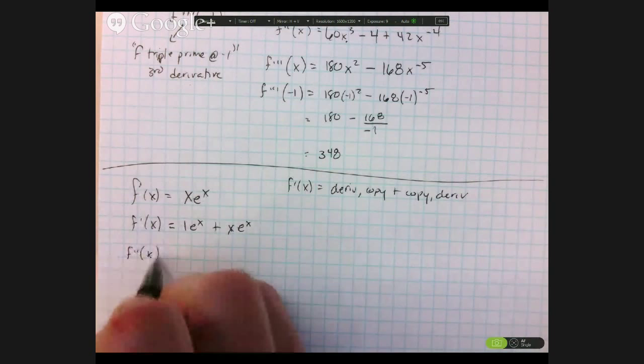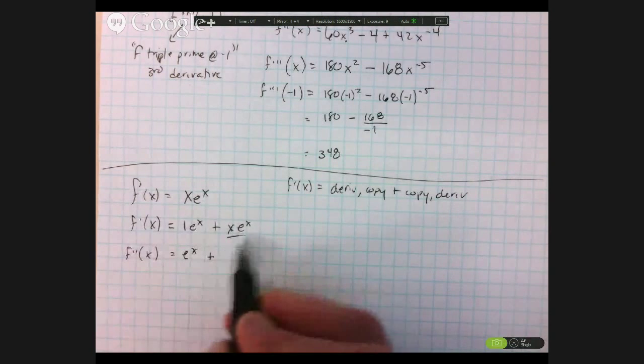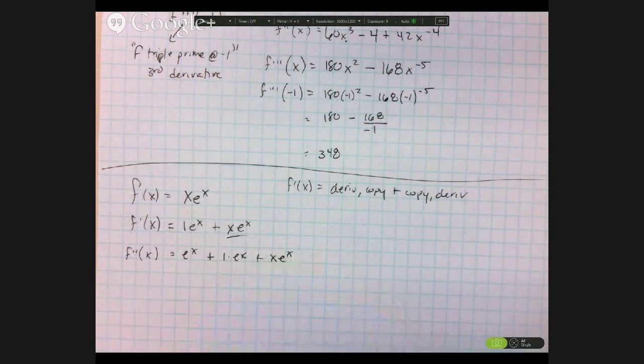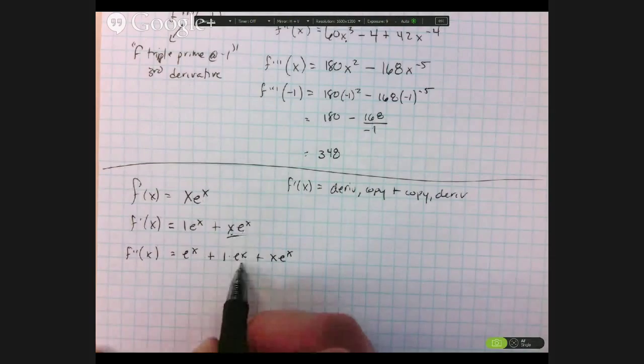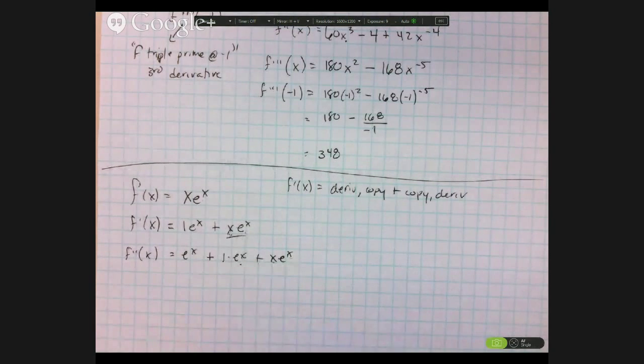F double prime. That's just the derivative of e to the x. But now we have another product rule here. If we did the third, that's 1 times e to the x, because the derivative of the constant variable is 1, then copy the second, plus copy, derivative. Can you see how this is going to expand pretty quickly? Can you imagine doing a quotient rule problem?